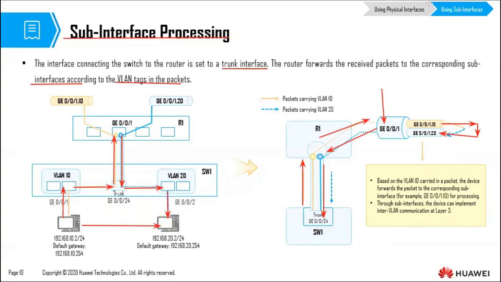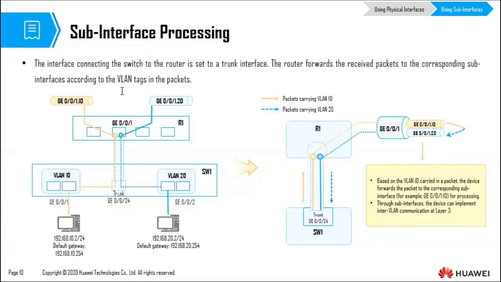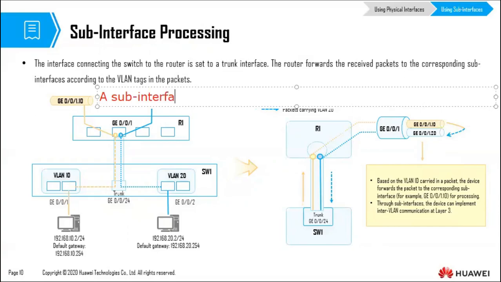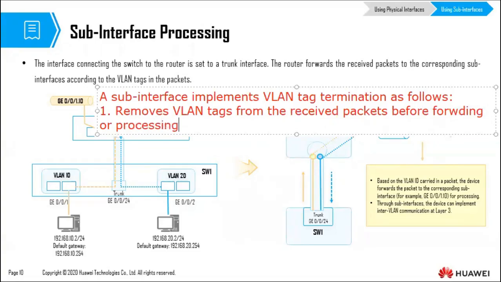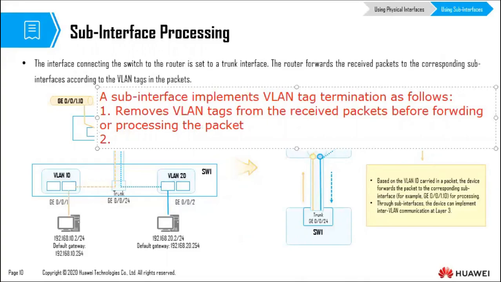So the sub-interface termination, tag termination, happens like this. A sub-interface implements VLAN tag termination as follows. Number one, it removes VLAN tags from the received packets before forwarding or processing the packet. Number two, it adds VLAN tags to the packets before forwarding the packets.